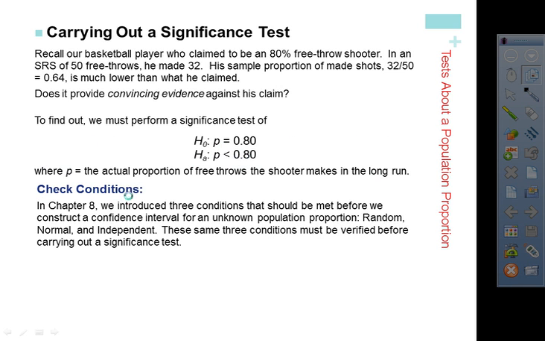So we have to check our conditions. And I told you that our conditions were going to be the same as they were for confidence intervals. They remind you that in Chapter 8, we introduced three conditions that should be met before we construct a confidence interval for an unknown proportion. They have to be random, normal, and independent. And these same conditions must be verified before carrying out a significance test. So what's nice is that we're not learning anything new here. You've already done this, you're used to doing it. You still do it in the plan step just like you've been doing, and nothing's really changed there.